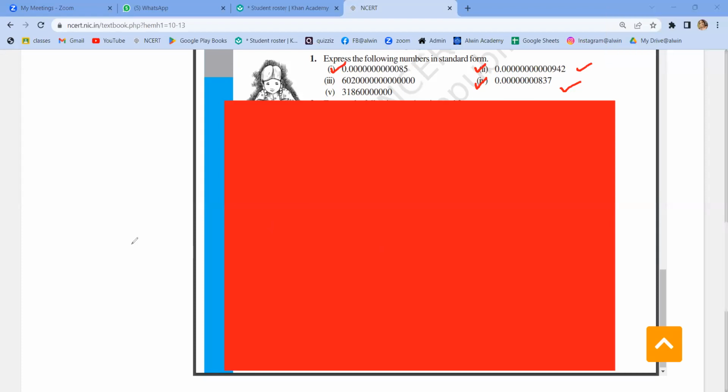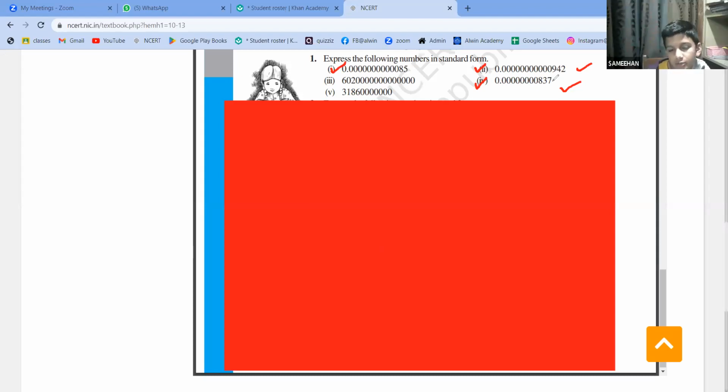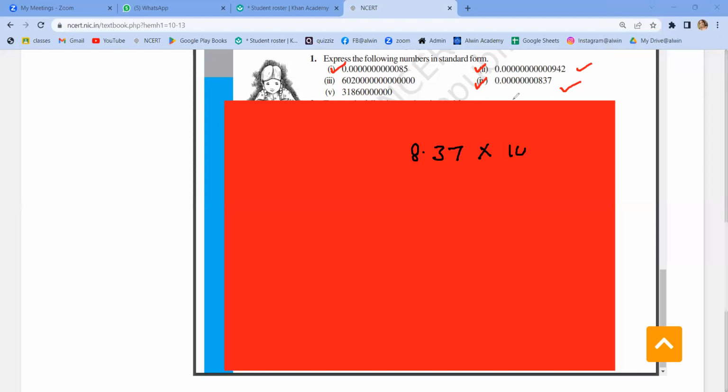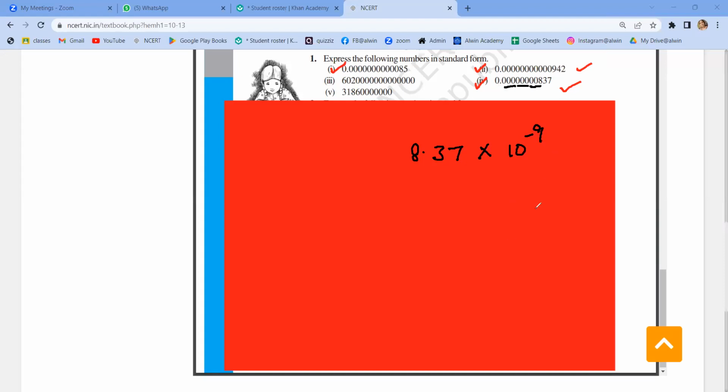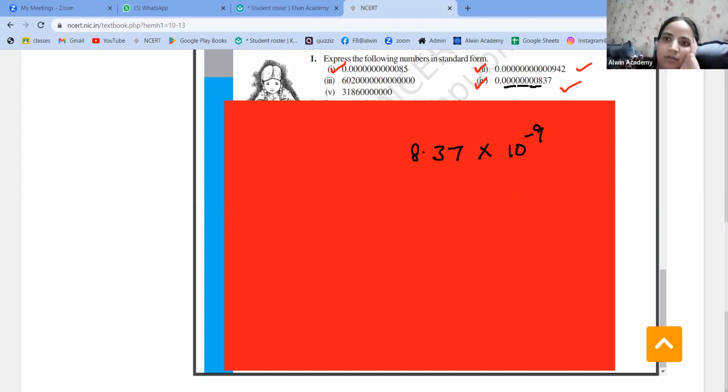Samihan beta, your doubt was from which part? Ma'am, fourth part. The answer is coming minus 10 to the power -7, but it's written -9 at the back of the book. Acha, let me check. Ma'am, it's -9. 3, 6, 9. So it will be -9 only. Count the zeros from here. There are 8 zeros and 1 8. Ma'am, can you show the question? Ma'am, I counted 3 and 7 also.